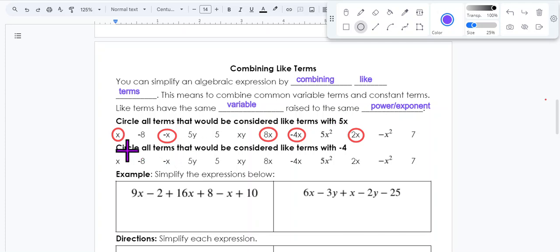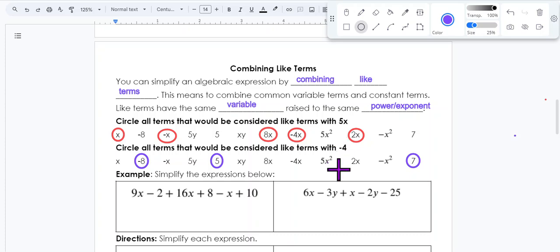Okay? Circle all terms that would be considered like terms with negative 4. All right, so negative 4 is a constant. It has no variable. So I can combine it with anything else that does not have a variable. So that would be like negative 8, 5, and 7. The rest of these have a variable with it, right? So if it has a variable, I can't combine it with a term that doesn't have a variable.